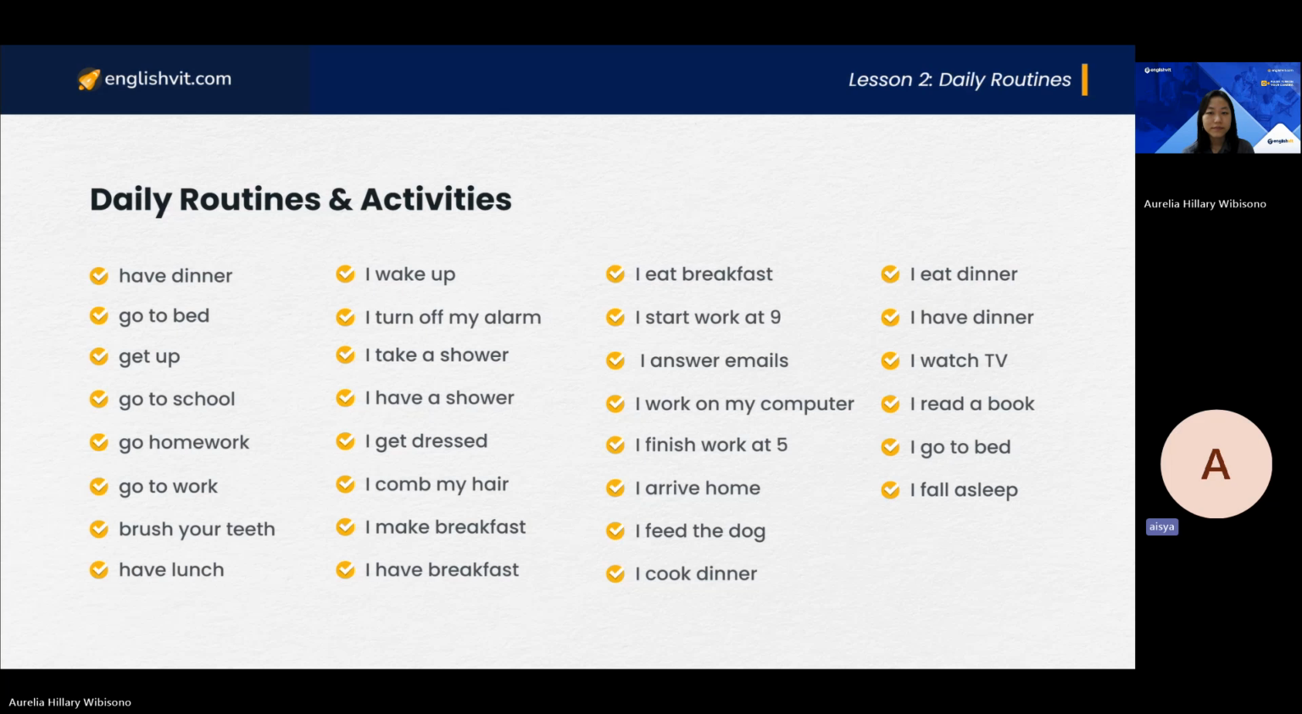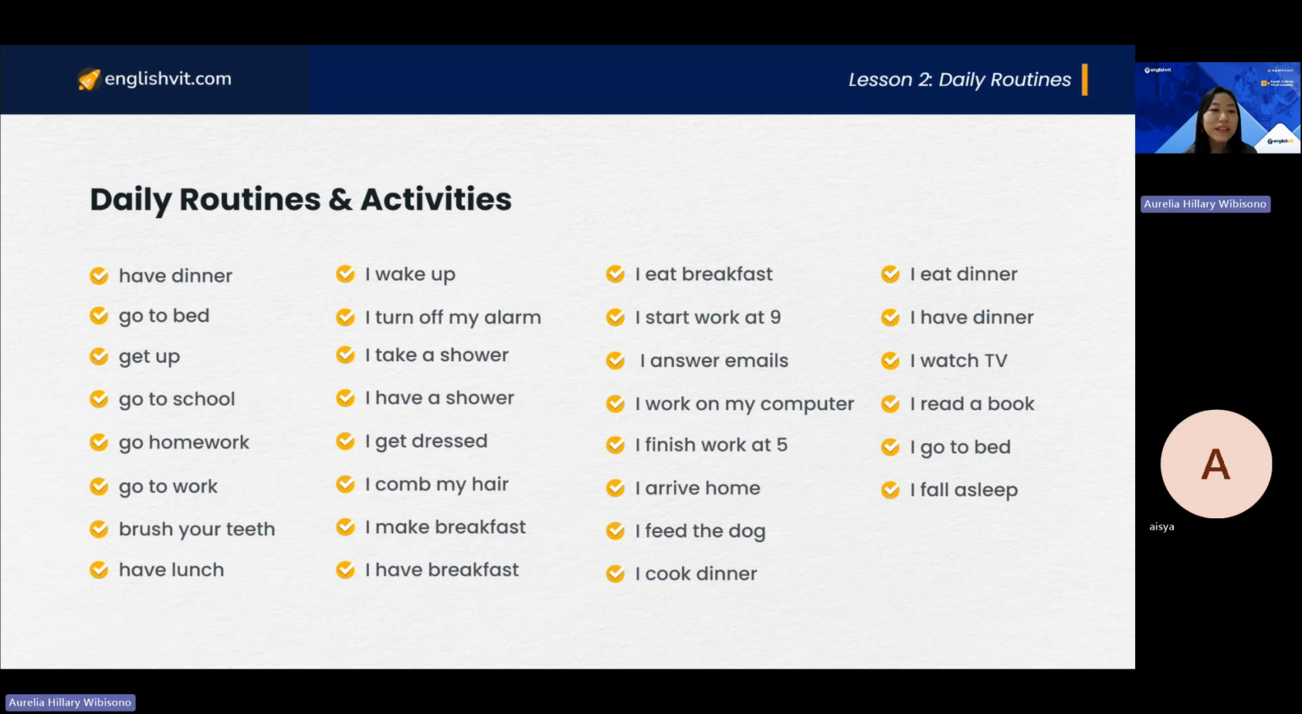I start work at 9, aku mulai kerja jam 9. I answer emails, aku menjawab emails. I work on my computer, aku kerja dengan komputerku. I finish work at 5, aku selesai kerja jam 5. I arrive home, aku sampai rumah. I feed the dog, aku memberi makan anjingku. I cook dinner, aku memasak makan malam. I eat dinner. I have dinner. I watch TV, aku menonton TV. I read a book, aku membaca buku. I go to bed, aku tidur. I fall asleep, aku tertidur.